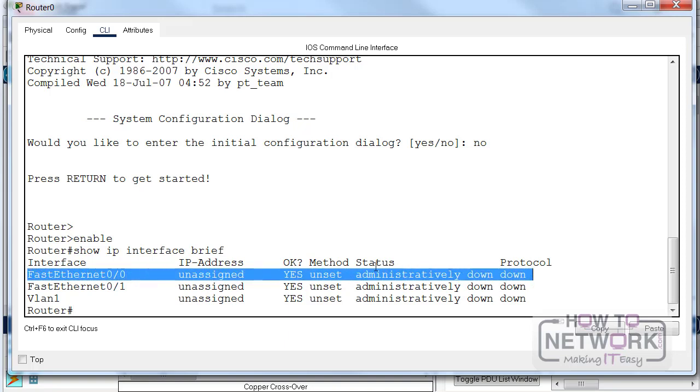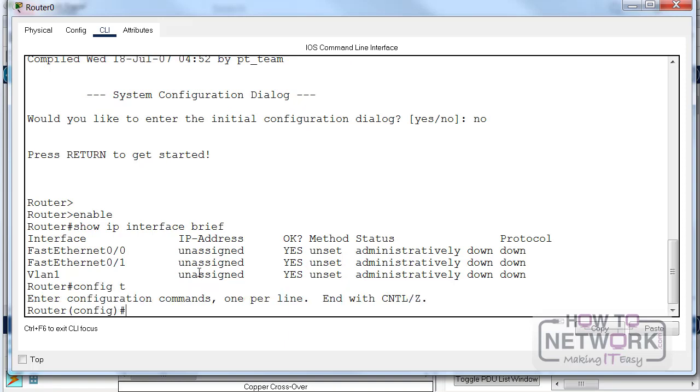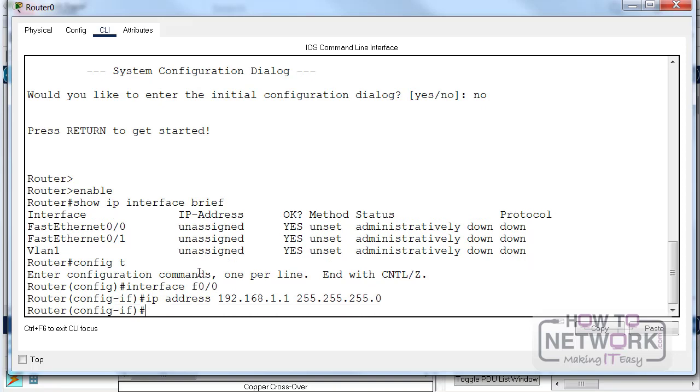And as you remember, we plugged our cable into fast Ethernet 0/0. The IP address is unassigned at the moment, so we're going to need to assign that because we're not using DHCP. So I'll go interface F0/0, which is short for fast Ethernet, IP address. I'll choose a simple one, 192.168.1.1. And I'll add the default subnet mask for Class C networks, which is three lots of 255 and a zero, with dots in between.